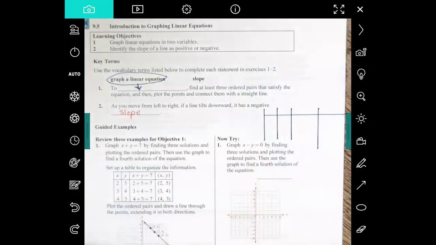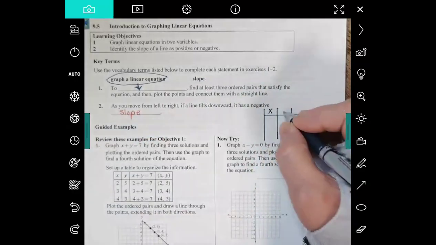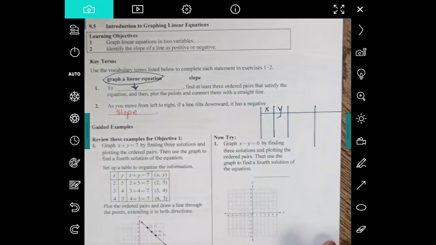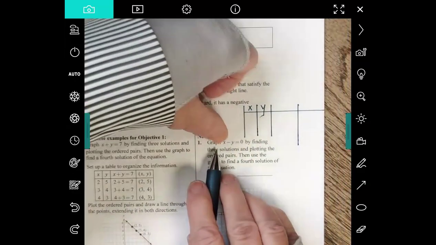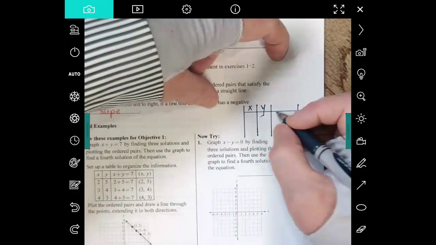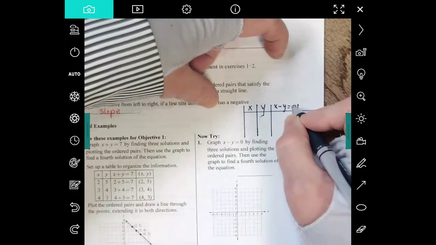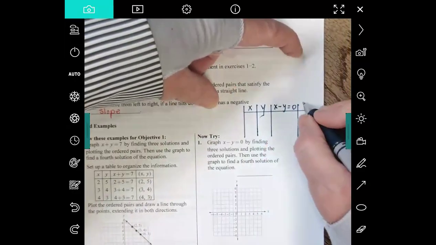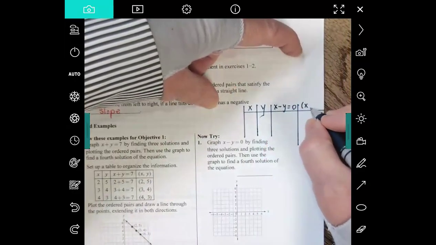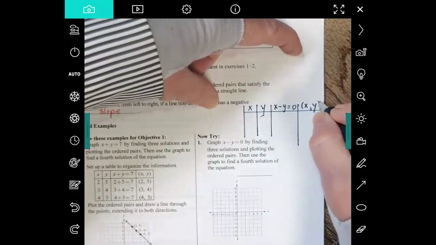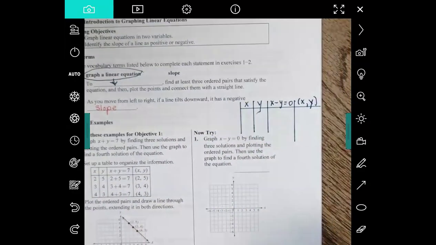I'm going to start with the X and then put the Y and then my equation. And in this problem, the equation is X minus Y equals 0. X minus Y equals 0. And then put the point, which we always list the X first and then the Y. I hope you did your homework last time because this will be easier if you've already done the homework from 9.4.